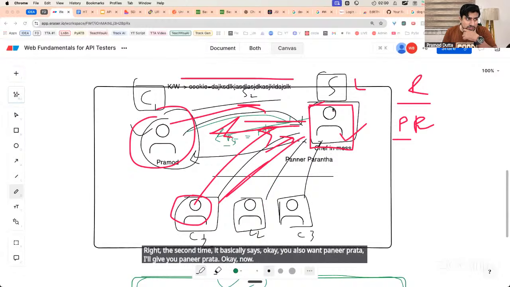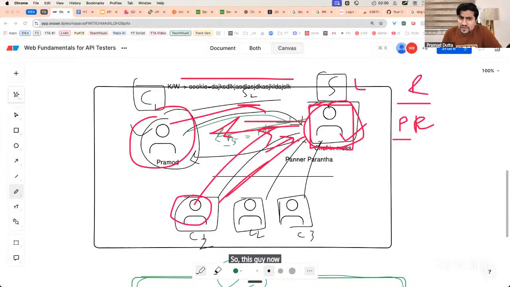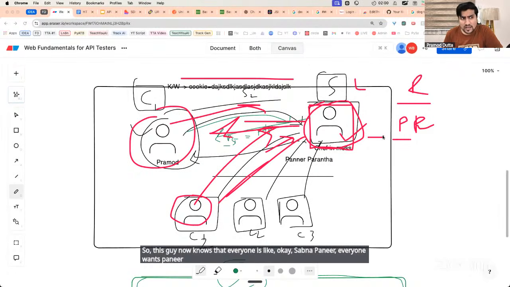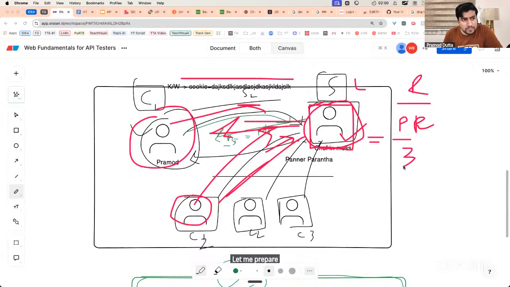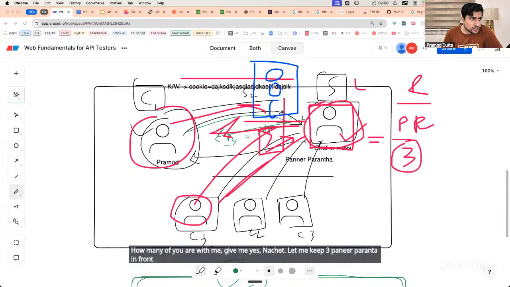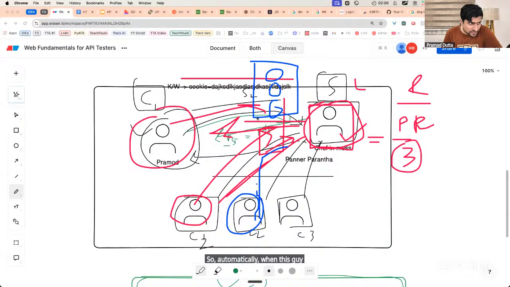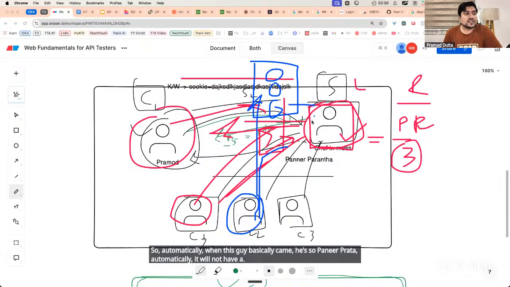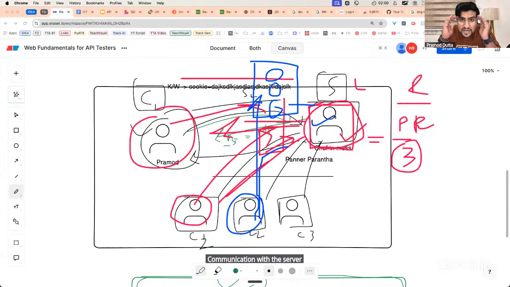Okay, now this guy knows that everyone wants paneer paratha. Let me do one thing, let me prepare three paneer paratha in front of me. How many of you are with me? Give me yes in the chat. Let me keep three paneer paratha in front of me so that this guy will not come to me. So when this guy came, he saw the paneer paratha, and automatically it will not have a communication with the server. Now the server headache is gone.